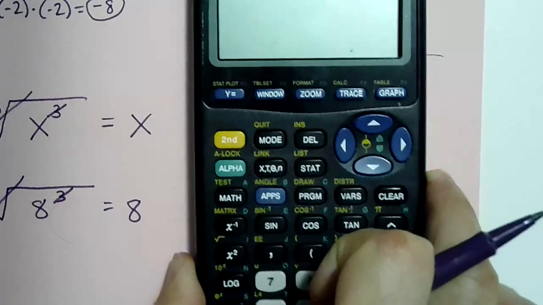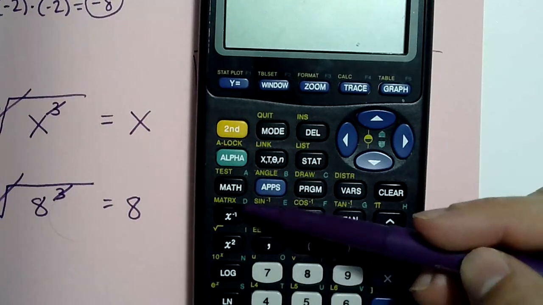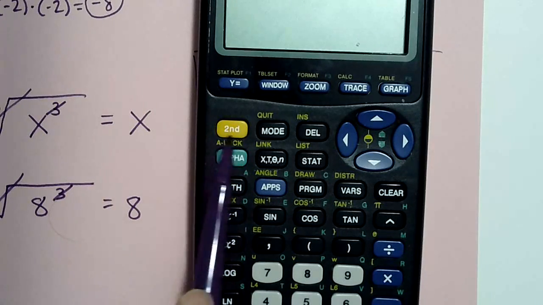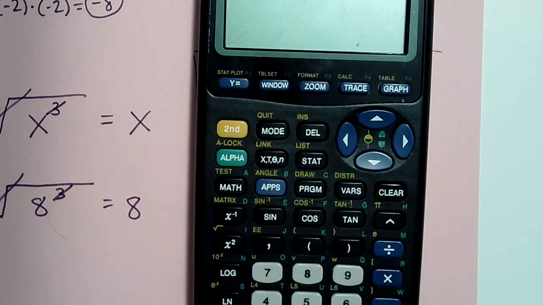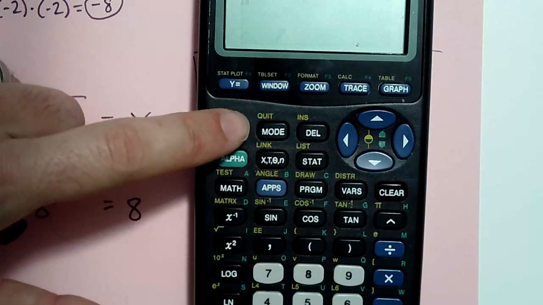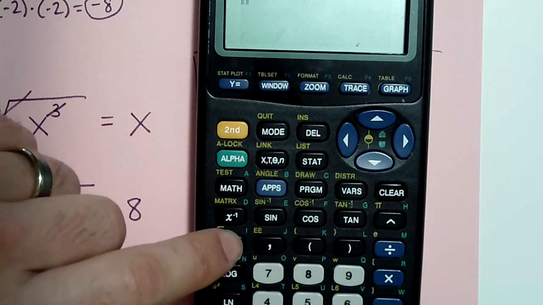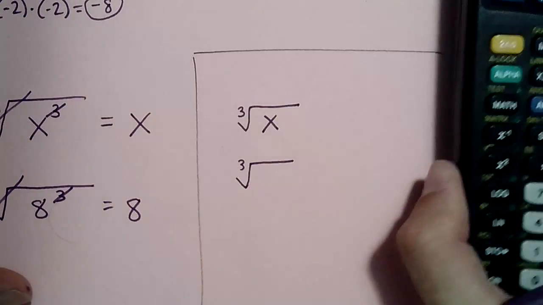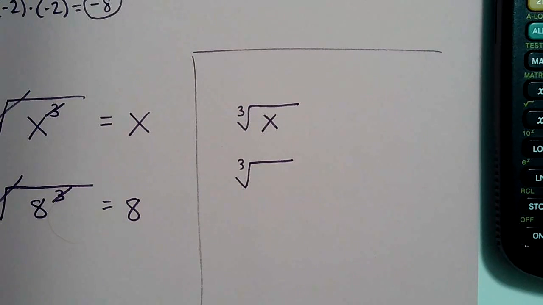For example, if you look at my buttons, you can see these yellow words are above the key. What that means is you have a second button on your calculator. So if I want the second option of a key, I'm going to hit second, and then hit that key, and it's going to give me the second option, which is that square root. So you might have to hit that and then put in your answer. All right, and that is finding cube roots.